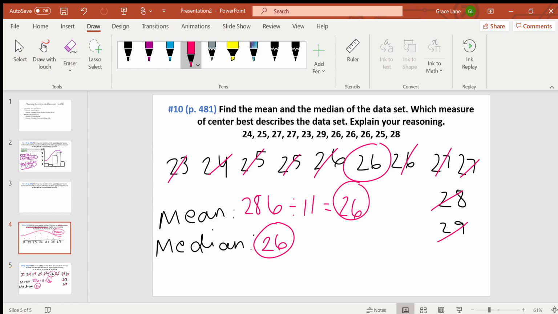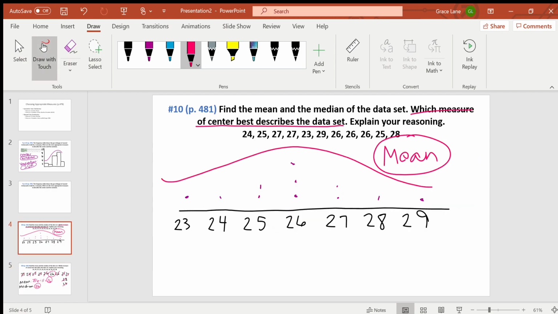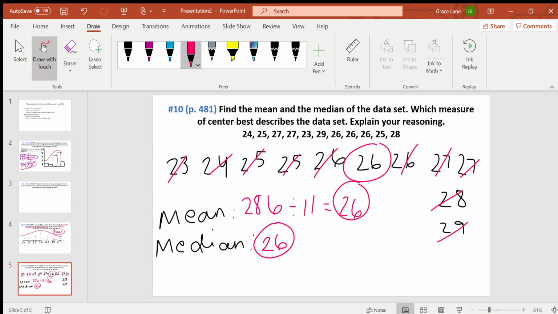So this question had 3 parts. Which measure of center best describes the data set? The mean, even though in this one they were the same technically. And then find the mean and the median, they were both 26.